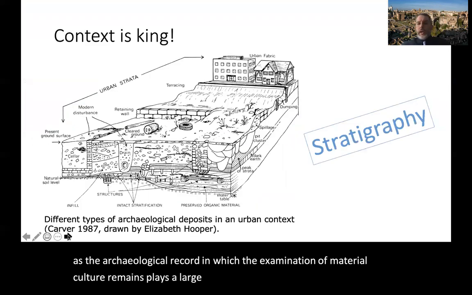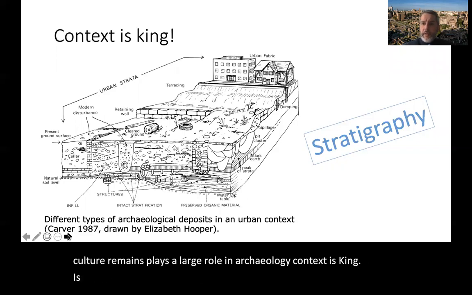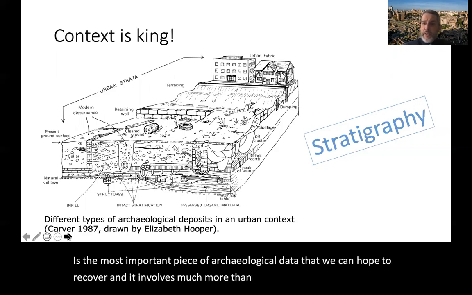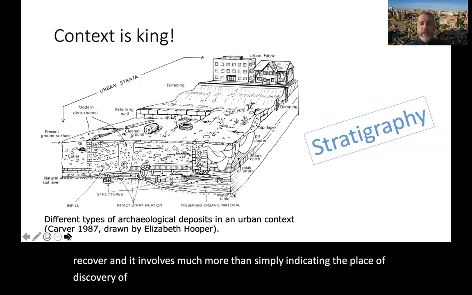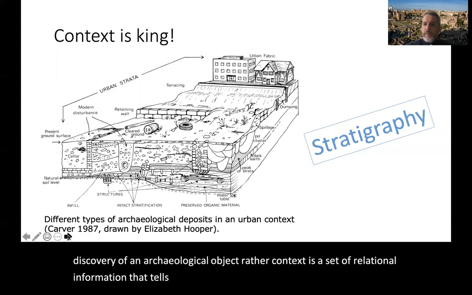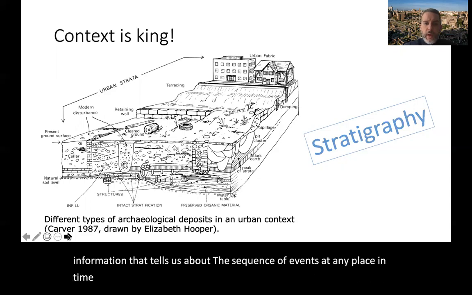In archaeology, context is king. Context is the most important piece of archaeological data that we can hope to recover, and it involves much more than simply indicating the place of discovery of an archaeological object. Rather, context is a set of relational information that tells us about the sequence of events at any place in time in the past, as well as the relative activities that have occurred in any given location.